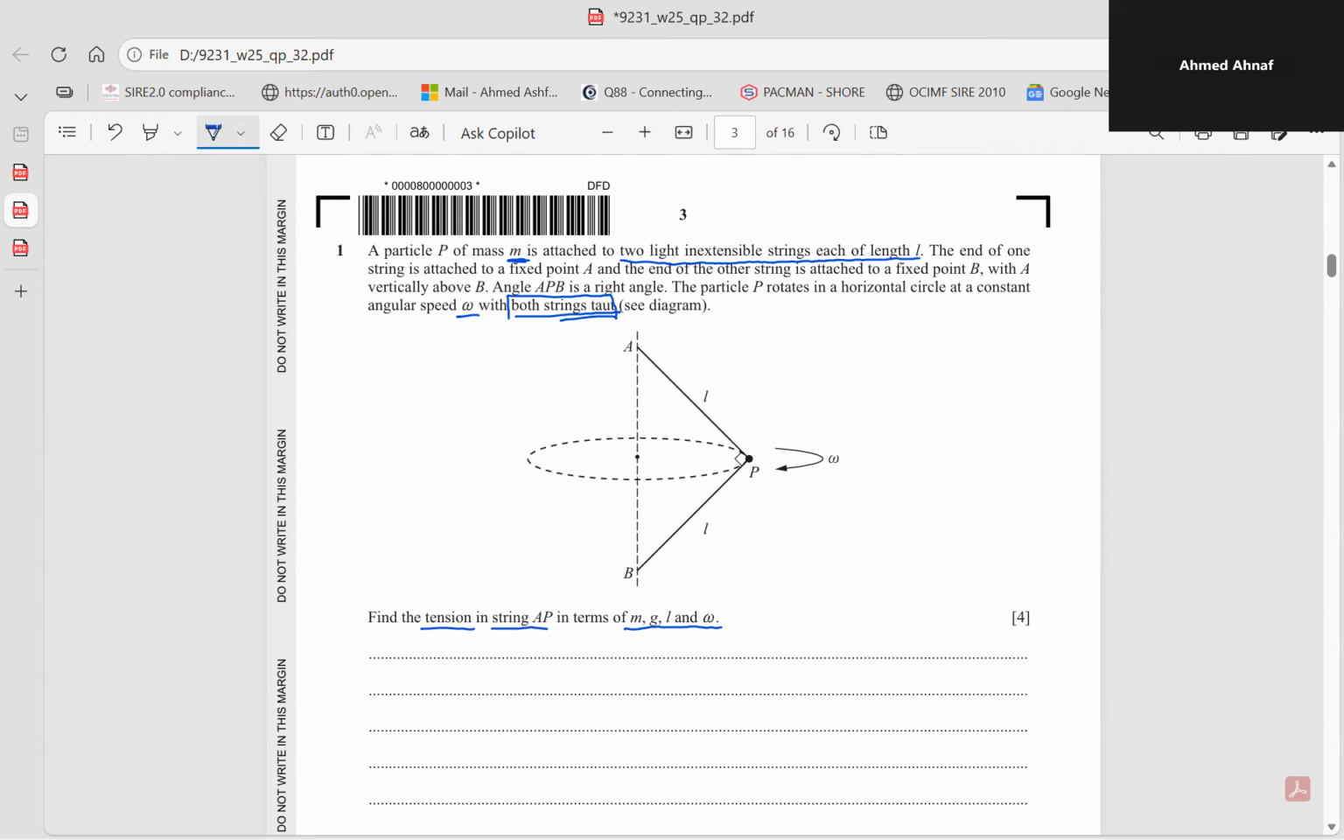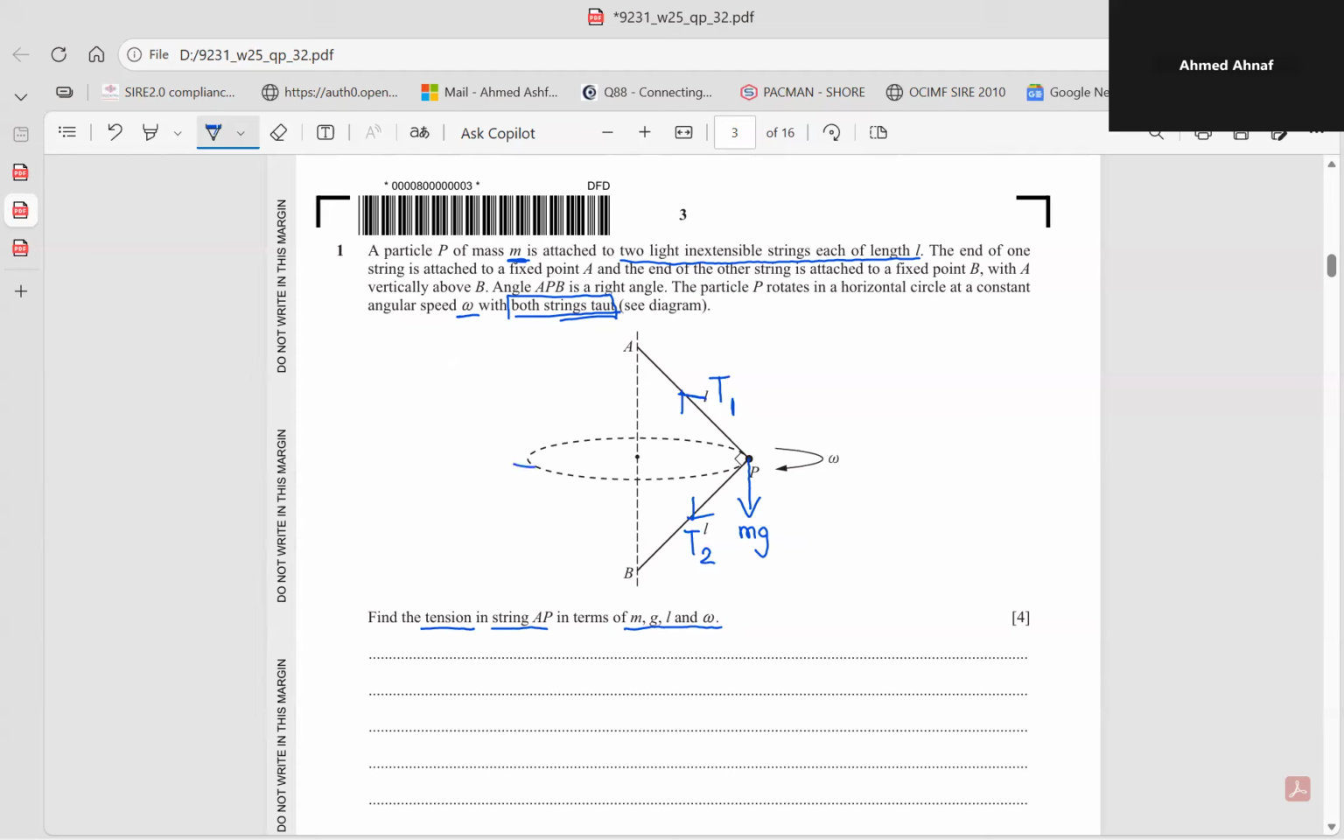Obviously the first force, since it has mass, is the weight acting on P, which acts vertically downwards. So that's just mg. And since there are two strings connected to P, the strings' tensions are also acting. For AP, let's assume it's acting this way, so that's T1. And for BP, the other string is also acting towards the center, so we're going to let that be T2. These are the only forces that I can think of.